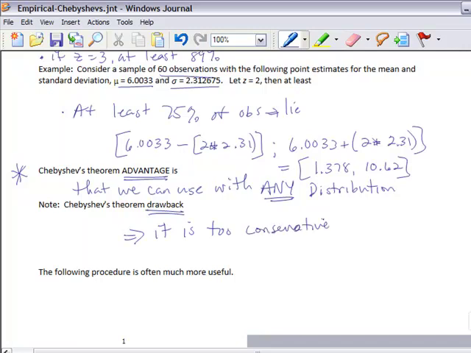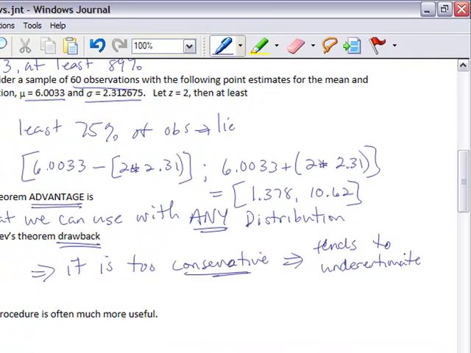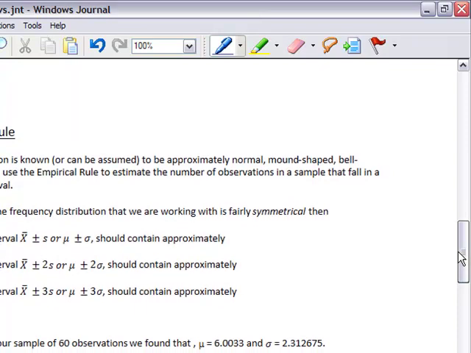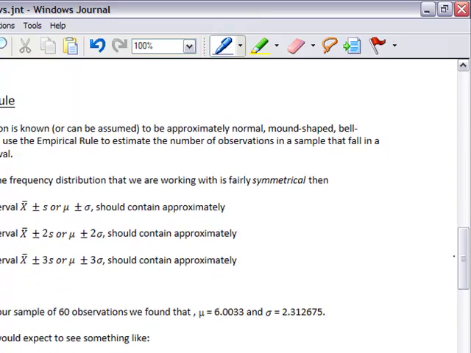Okay, and so what do we mean by that? Well, it tends to underestimate the number of observations that actually do lie within that interval. In other words, usually it's often more. And so we can use the following procedure. We can find it much more useful when we know the shape of the distribution. So let's take a look at that. And this procedure is called the empirical rule.